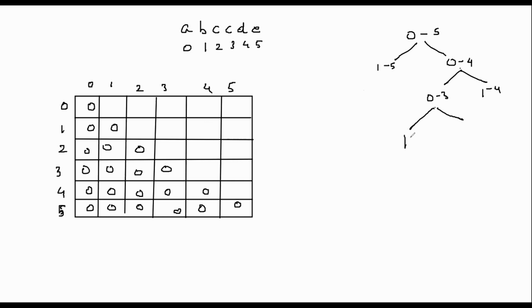So two possibilities: 1 to 3 or 0 to 2, right? Again, first and third index are not matching. So two possibilities, 2 to 3 or 1 to 2. If we see 2 to 3, the 2nd and 3rd indexes are matching. So we do not need to make any insertion, and we can simply move ahead, which is 3 to 2.